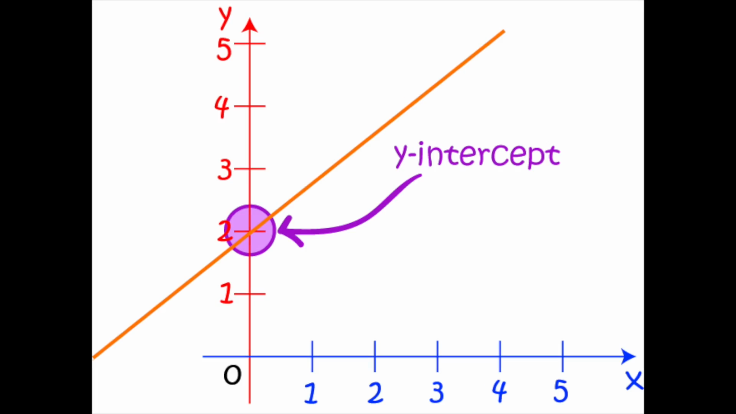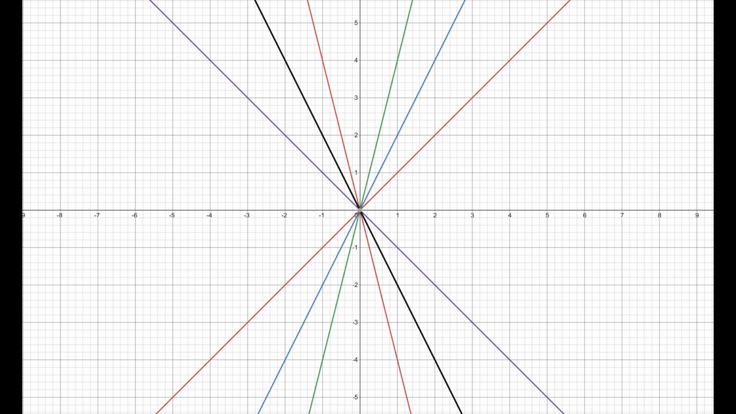Firstly, we could see where the line meets or cuts the vertical y-axis, which is called the y-intercept. Alternatively, you could take a point on the same plane from where the line passes through. However, there can be many different lines passing through the same point, as shown.